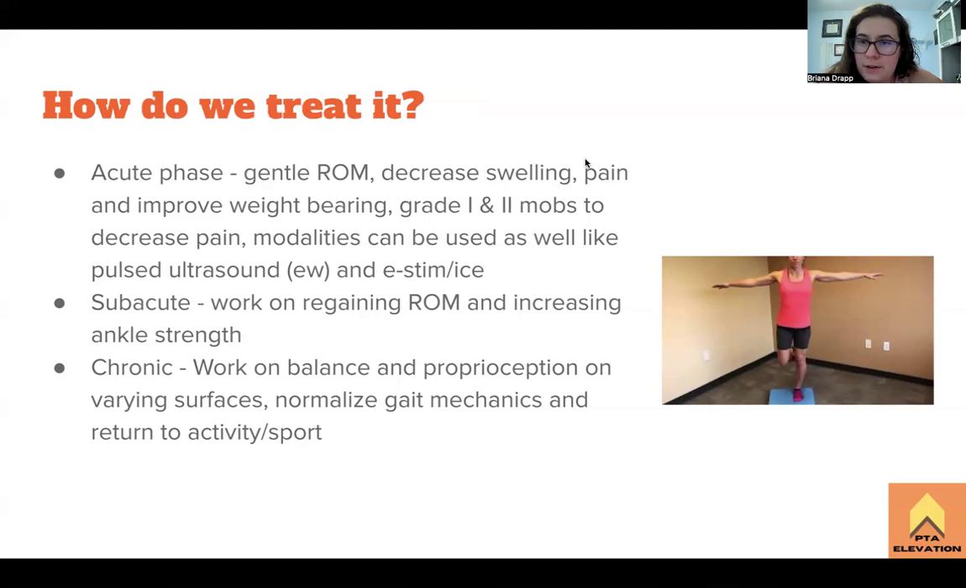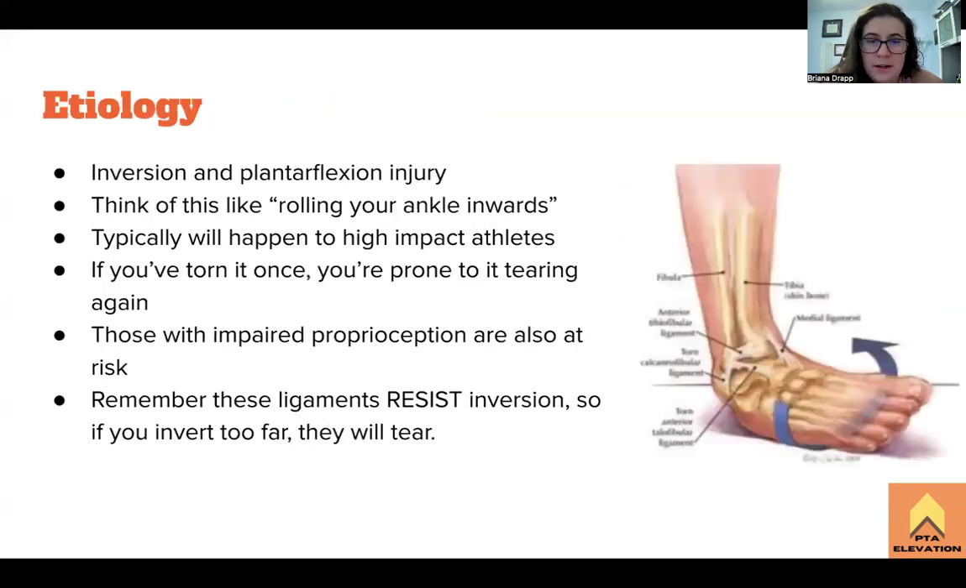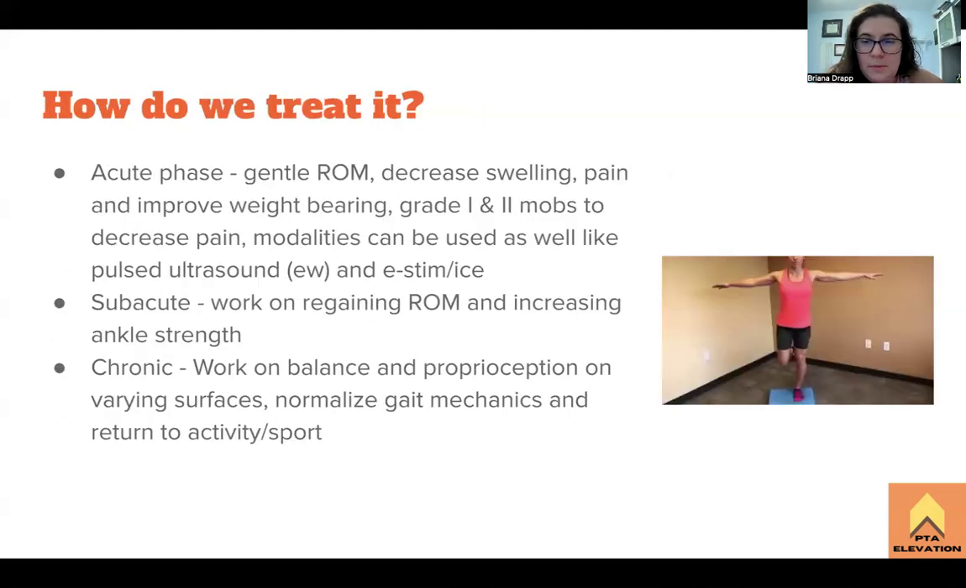So again, we have our different phases that we progress through with any sort of condition. In the acute phase, we're going to do gentle range of motion and some modalities to decrease pain, decrease swelling, and improve the patient's weight-bearing tolerance, like pulsed ultrasound, and I put ew because nobody cares about ultrasound anymore. And grade 1 and 2 mobilizations. So you might be like, but Brie, if something's loosey-goosey, why are we mobilizing? Remember, grade 1 and 2 can help with decreasing pain. So those can be helpful as well. And E-stim, oops, sorry. Ice and E-stim will definitely be the number one things you're going to use with this patient for modality land.